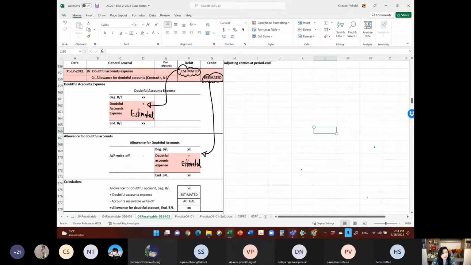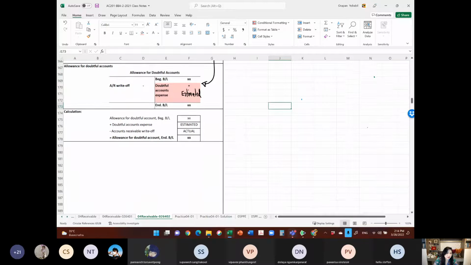Okay, so this is also estimated. So you can see over here that the expense is the estimated amount. And when you estimate the expense, the allowance would be increasing. All right, now let's continue on with this.